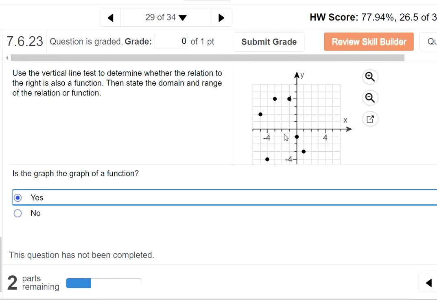So this is a graph of a function. If there was a dot right under here, and you drew a vertical line between this dot and the new dot that I'm imagining, then that would not be a function because it fails the vertical line test. It crosses at 2 points for one vertical line.